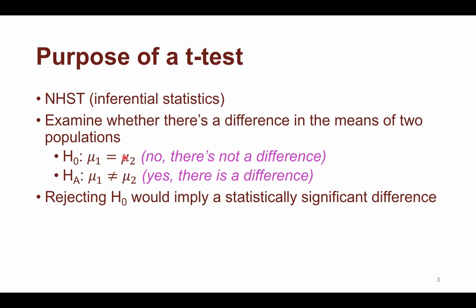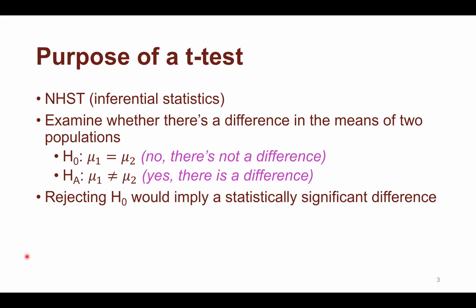So the purpose of a t-test, again, it's a null hypothesis significance test. We're doing inferential statistics, and this test in particular is to examine whether there's a difference in the means of two populations. So we're going to use the symbol, the Greek letter mu, to refer to population means. So basically the null hypothesis is that those two means are equal for two different populations. Let's say, spray C, spray D, control group versus intervention group, whatever the case may be.